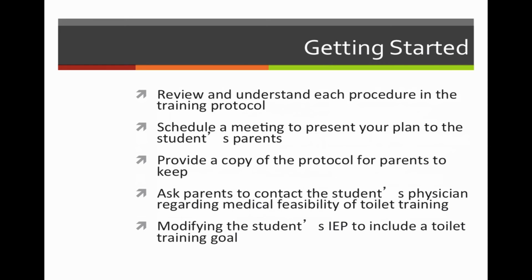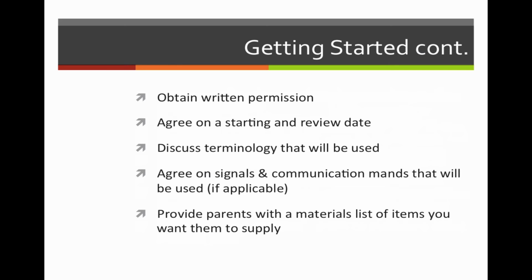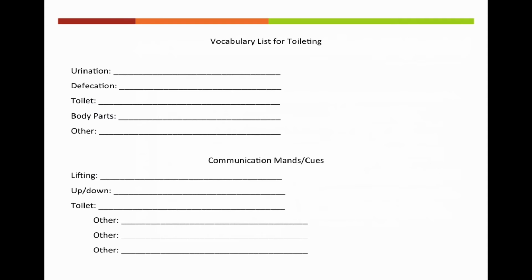Getting started, you'll see that these are the exact same as with our previous group of students. Getting started, once again, almost identical, except we're going to agree on maybe not the vocabulary, but the signals and communication, so the students can see that this is the same at home and at school. Here's our vocabulary list. This is another one. You can use these. Communication mands and cues. Once again, we're trying to get them to be independent, so we're going to maybe raise our hands to show lifting.